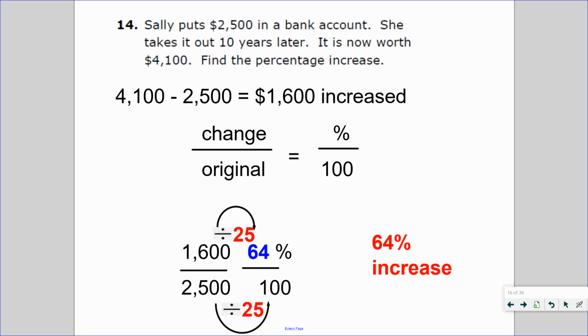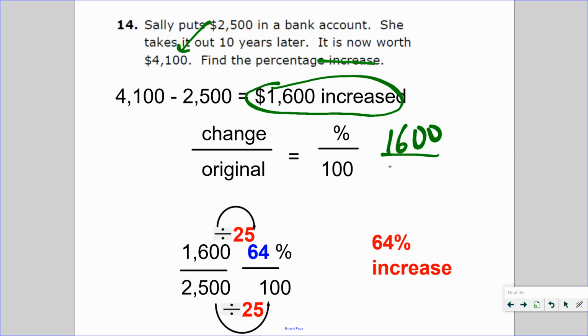Number 14, Sally put $2,500 in a bank account. She takes it out 10 years later. It is now worth $4,100. Find the percent of increase. So how much did her money increase from $2,500 to $4,100? If we subtract it, it was a $1,600 increase. But what did it start at? $2,500. So can we turn this to a percent?